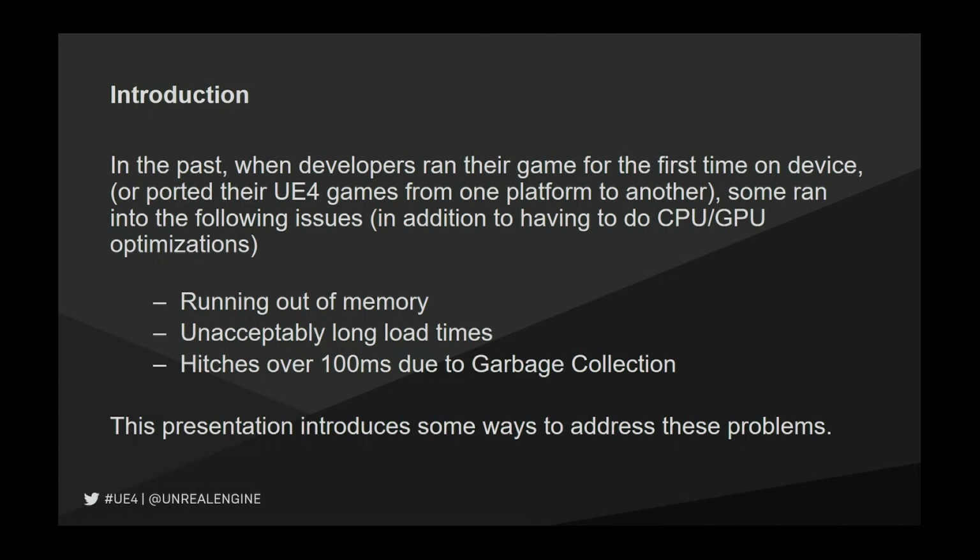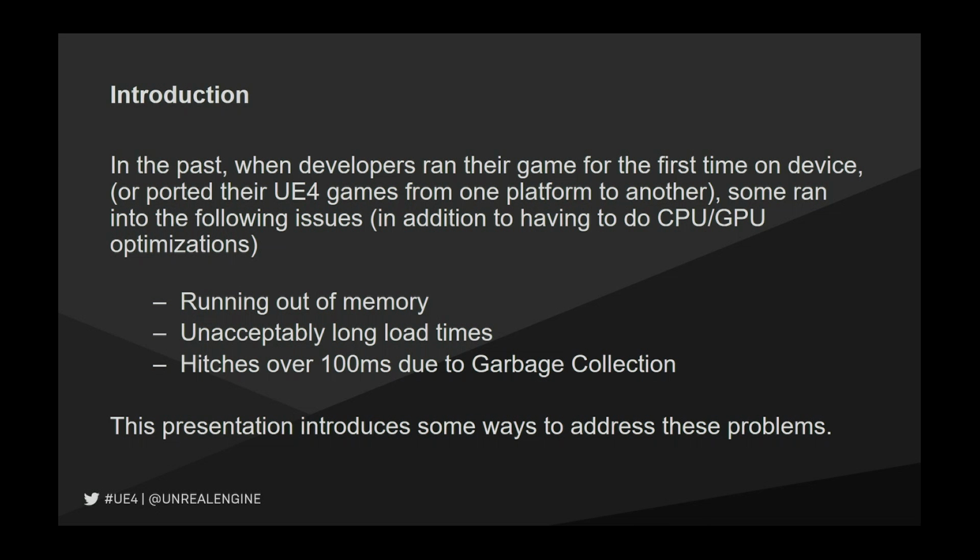Today, what I want to talk to you about is the case where you make your game, but the assets you have are too demanding for the target hardware. This is a common occurrence when developers build and test their project on a powerful PC, but don't actually test it on the target device. Some common issues include obviously running out of memory, load times that are too long, and hitches related to garbage collection. So I'll talk to you about ways to address these problems today.